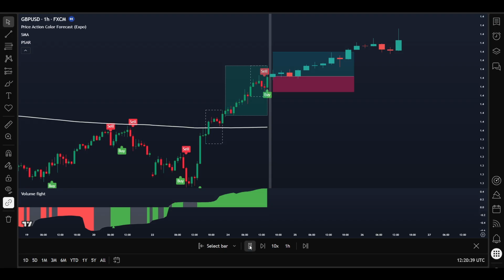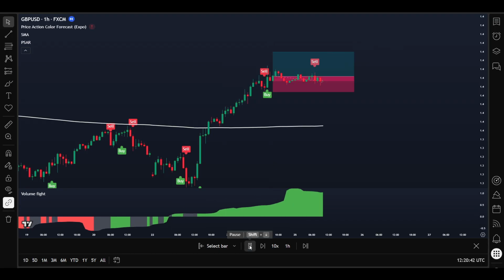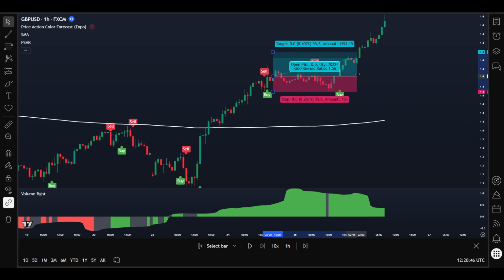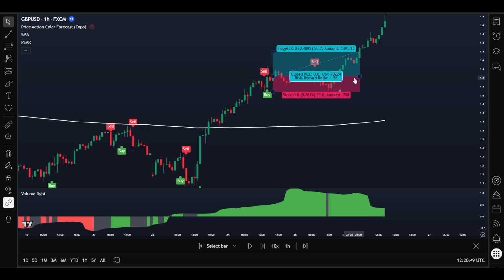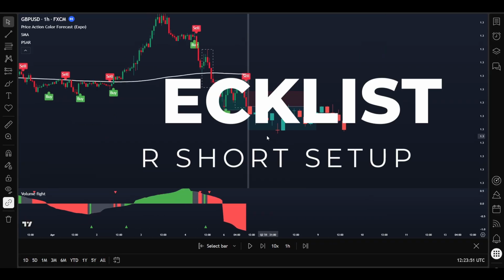The trade plays out as expected. Controlled movement, follow through, and take profit. If the projection had clipped the stop before target, this trade would be invalid. No debate. Short setup checklist.